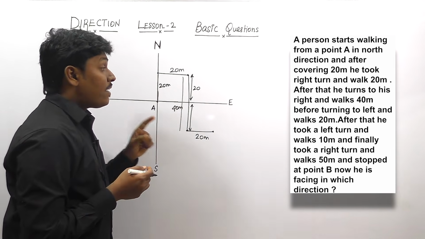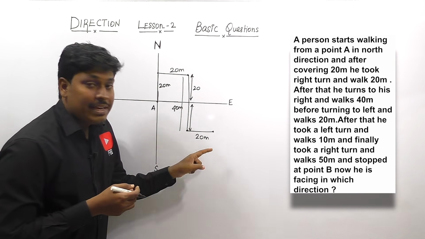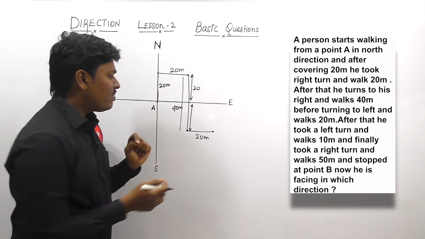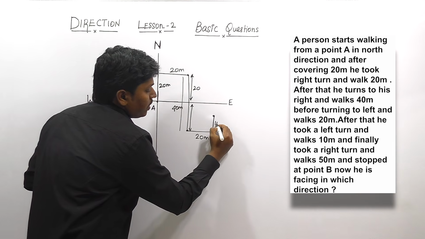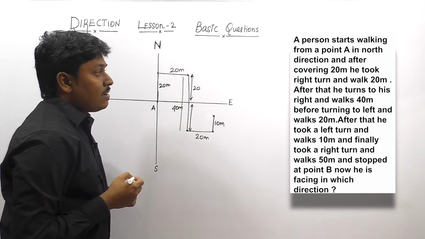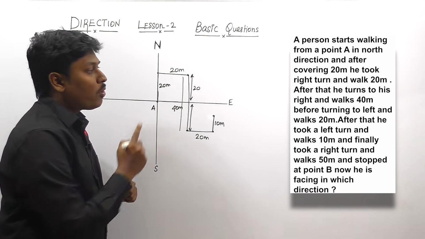Okay, friends. After that, he took a left turn and walks 10 meters. So friends, from here, he took a left turn and walks 10 meters. So we can surely say that left hand side will be this side and he is covering 10 meters, friends. Then finally, he took a right turn and walked 50 meters and stopped at a point B.